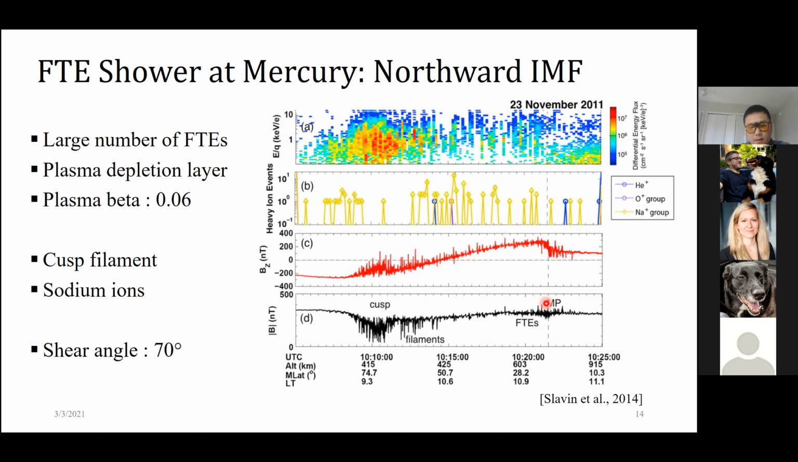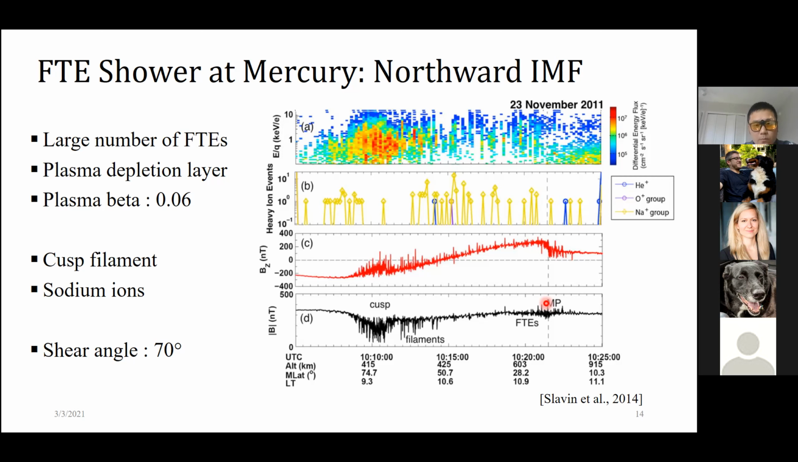So from these two cases, one a southward interplanetary magnetic field, this one a northward interplanetary magnetic field, both observed a large number of flux transfer events. It seems the interplanetary magnetic field polarity, which corresponds to the magnetic shear angle across the dayside magnetopause, is less important as long as you have a magnetosheath with very low plasma beta. So we don't know, but it seems plasma beta plays an important role.